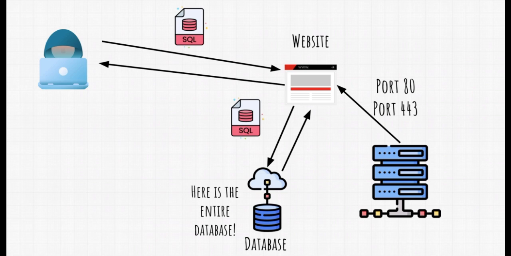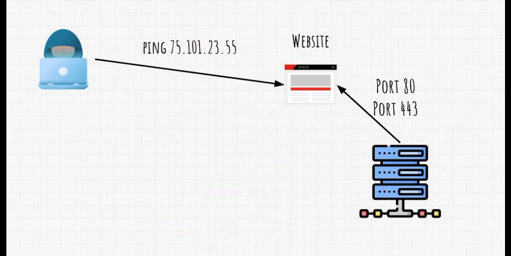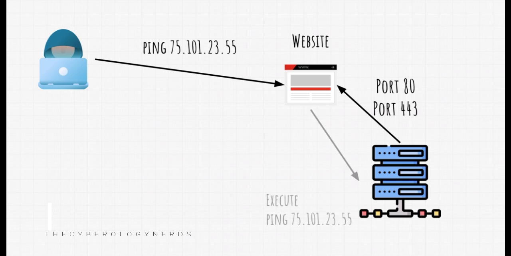Now, another type of attack could be aimed at a server. And this would also be an attack through a user input field. Let's say, for example, we have a website that pings other websites. You input an IP address of a different website and our website will tell you whether that other website is up or offline. So we could type, for example, some random IP, let's say 75.101.23.55, and the next step is website pinging that IP to determine if it's online or offline.